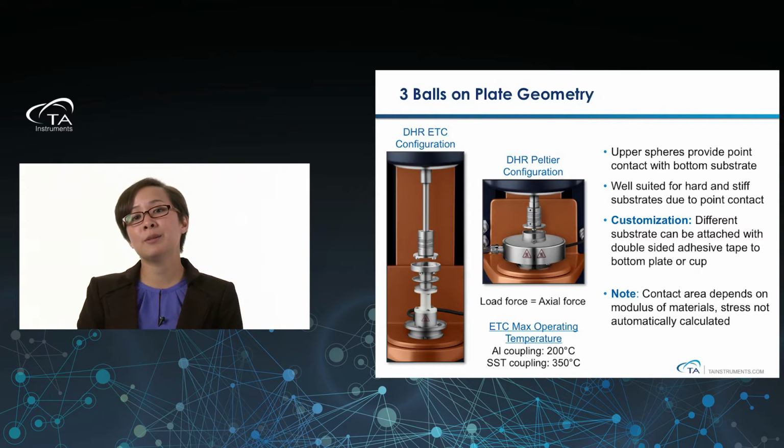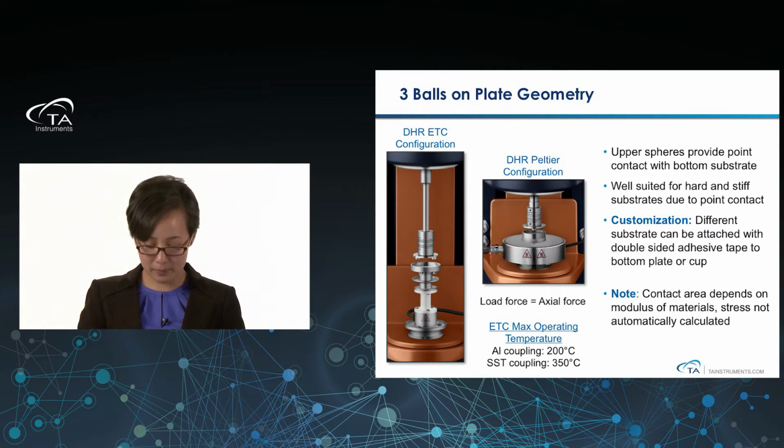The way that you would customize this geometry is simply by attaching any type of substrate using double-sided tape to that bottom plate or that cup again. If you can find some threaded hemispherical spheres, you're more than welcome to attach those to the upper plate as well.